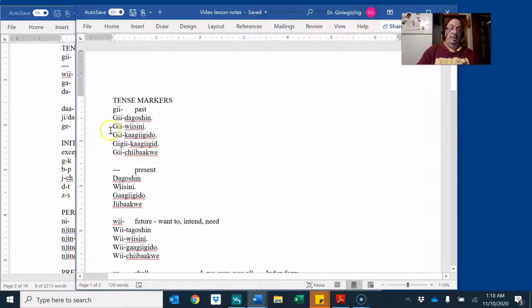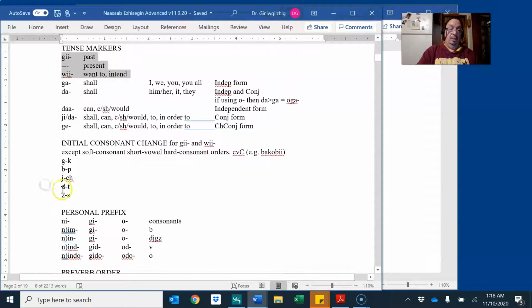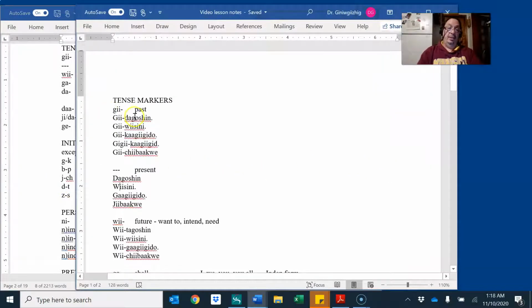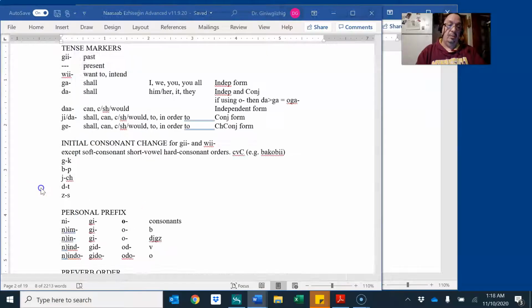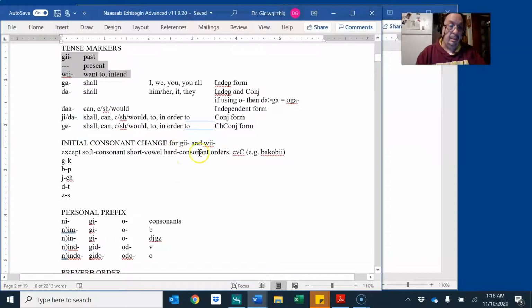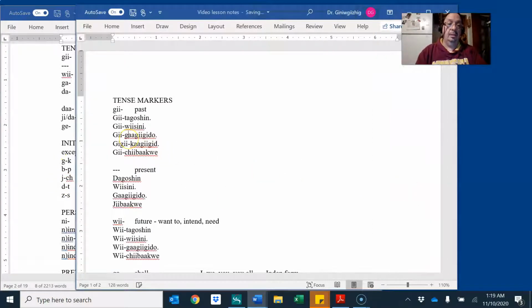Whenever we use the tense markers we or gi, the D is going to change to a T. So I have to change that: gi tugoshin, he arrived. We don't have to change a W, it's not on the list. The root word here is gagigado, but since we're using tense markers gi or we, the G is going to change to a K.